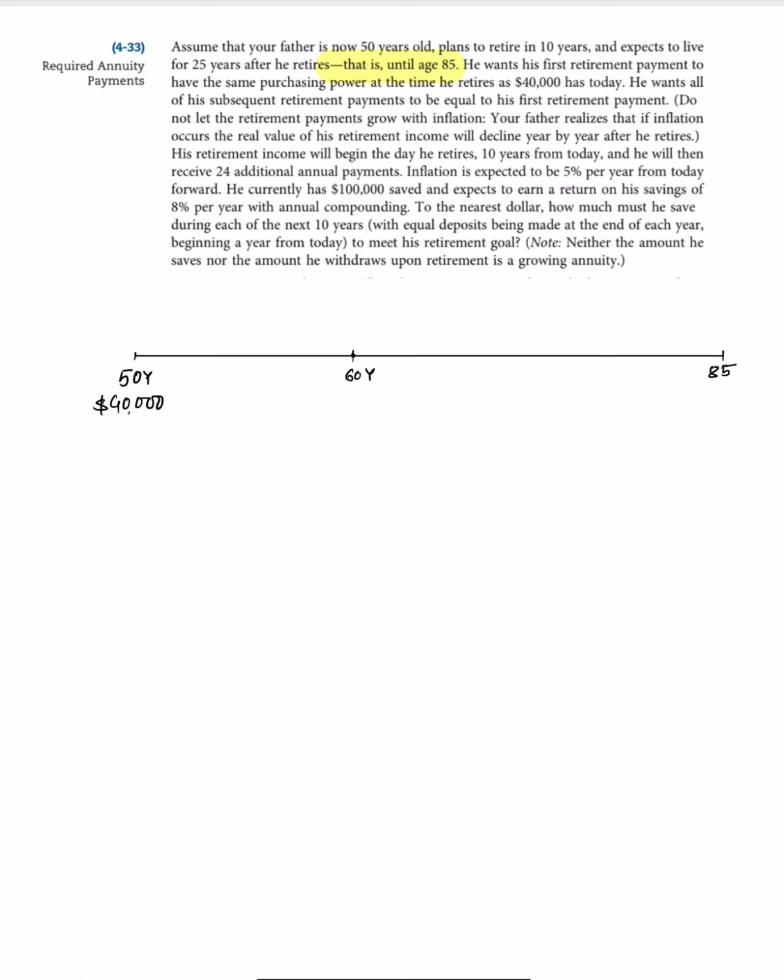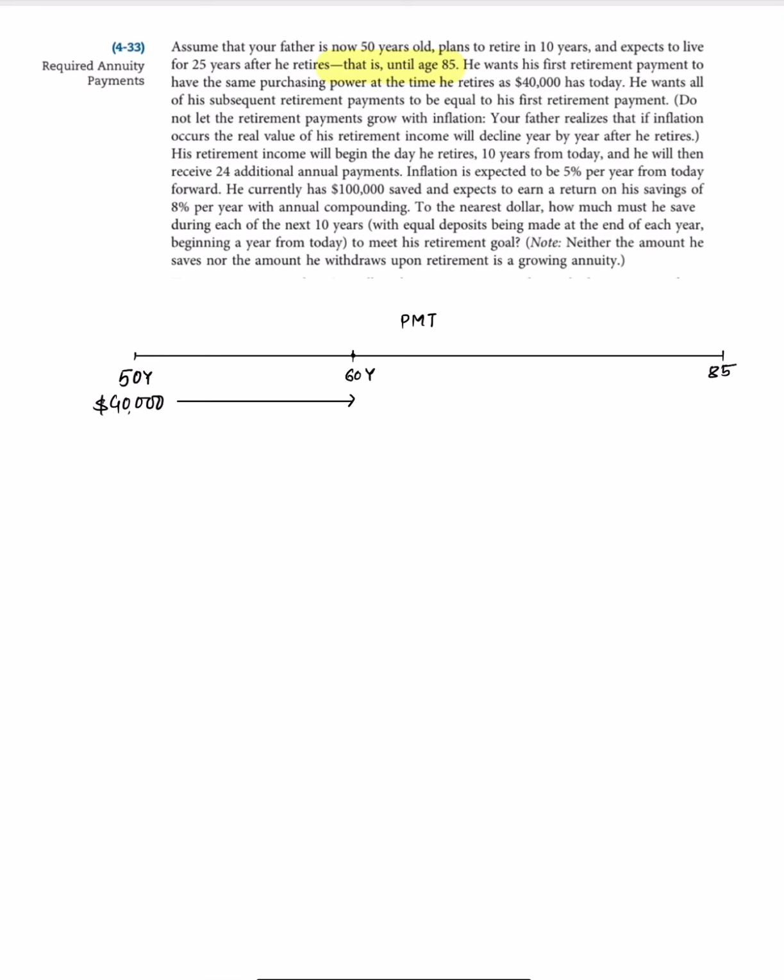He wants all of his subsequent retirement payments to be equal to his first payment. That means whatever amount this equals after considering the time value of money, the portion adjusting for purchasing power, that's definitely inflation. Whatever he is supposed to receive at the beginning of the 60th year, he wants to receive the same amount henceforward. So whatever amount he receives as a pension payment is going to remain the same across the 25-year period, right?